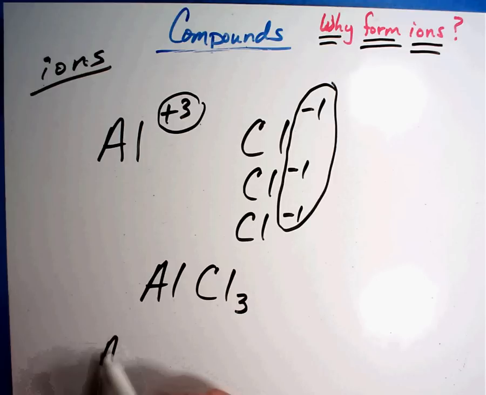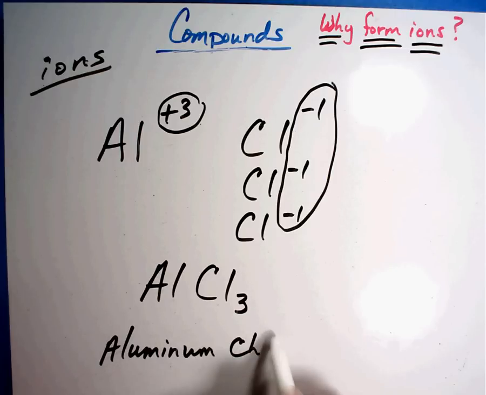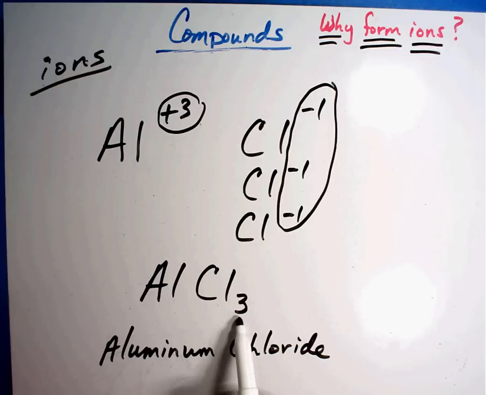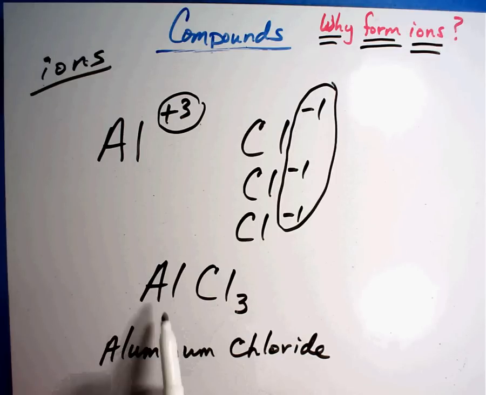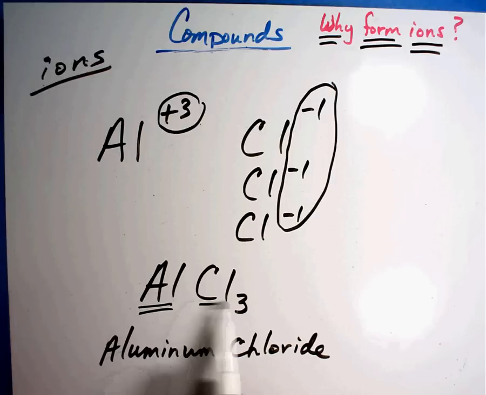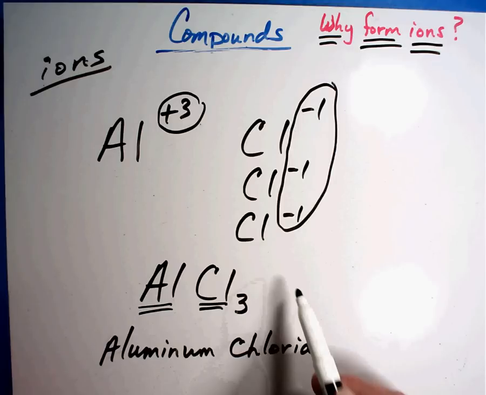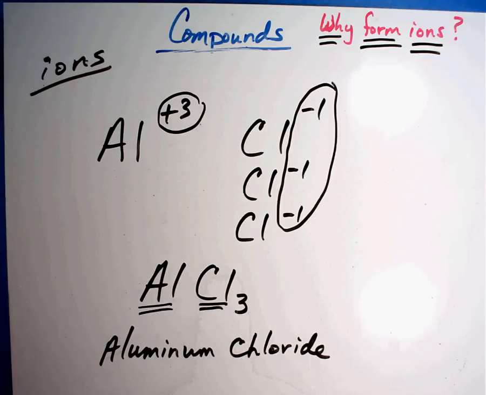This one is called aluminum chloride. Now that may surprise you. Why isn't it called aluminum trichloride? Very simply, the name doesn't tell you the numbers in it. The name tells you what elements are in it. Aluminum chlorine became chloride. You don't have to put the numbers in the name because anybody can look up and find the answer. Here's what I mean.